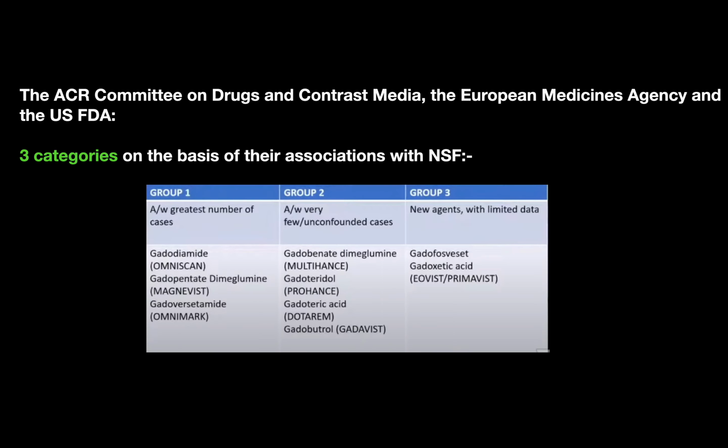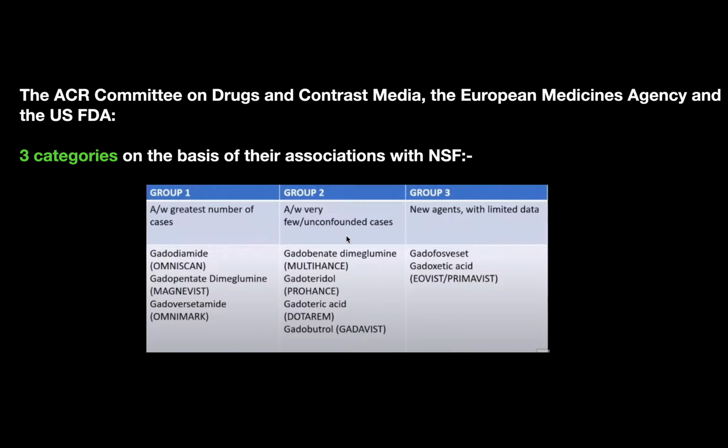The ACR Committee on Drugs and Contrast Media, the European Medicines Agency, and the US FDA have given three categories on the basis of their association with nephrogenic systemic fibrosis. So there are three groups, that is group 1, 2 and 3. Group 1 is associated with the greatest number of cases. Group 2 has very few cases, and group 3 are the newer agents with limited data. So in pregnancy, we can use group 2 agents at the lowest possible dose with a well documented risk-benefit analysis.